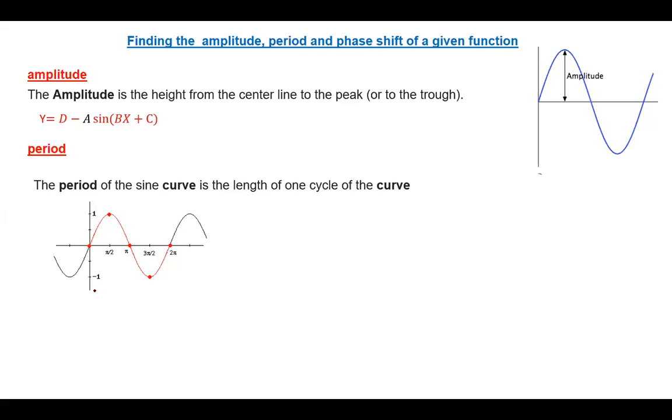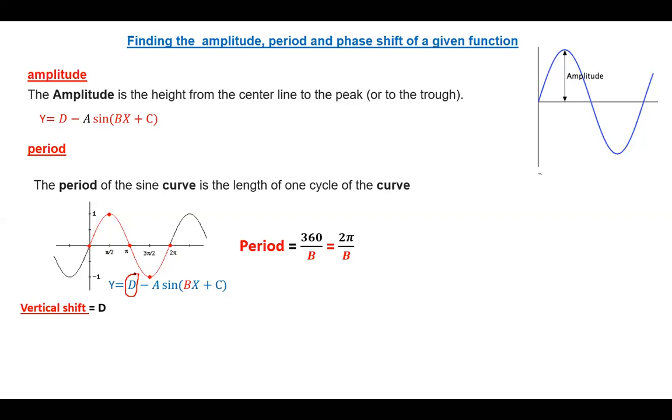So we proceed. That is what I was talking about: the period is calculated using that formula, and B is the B that I'm talking about here. And then we have the vertical shift. The vertical shift is just D. In this equation, this is the vertical shift.